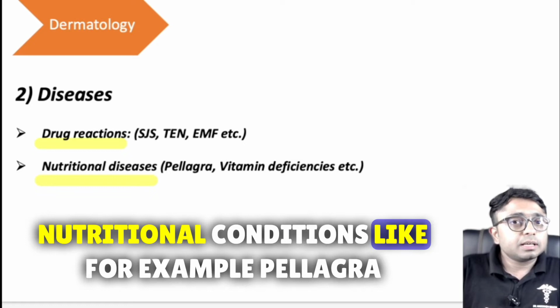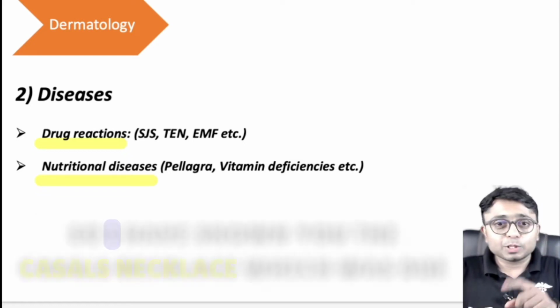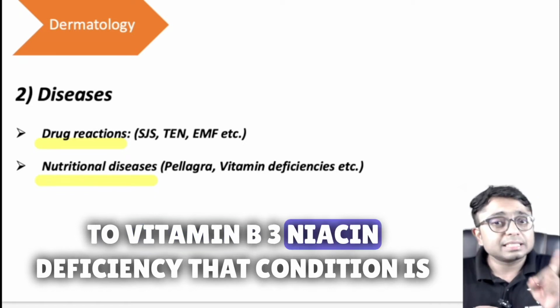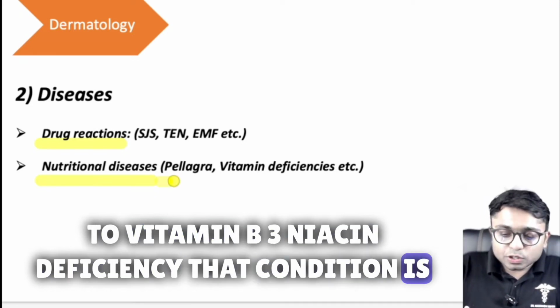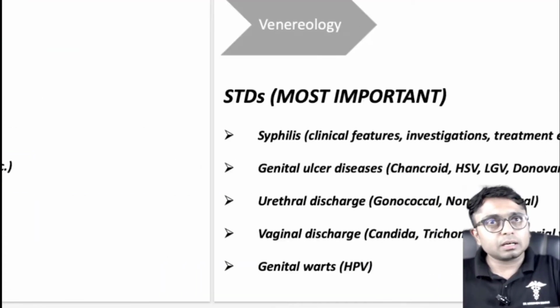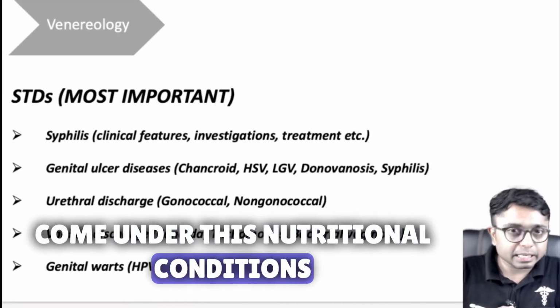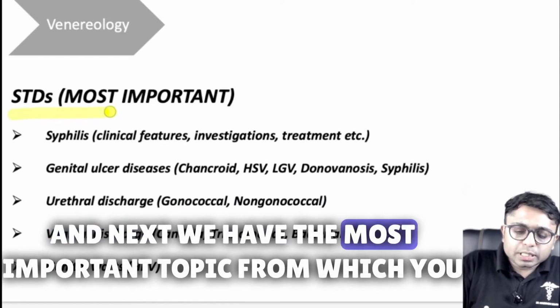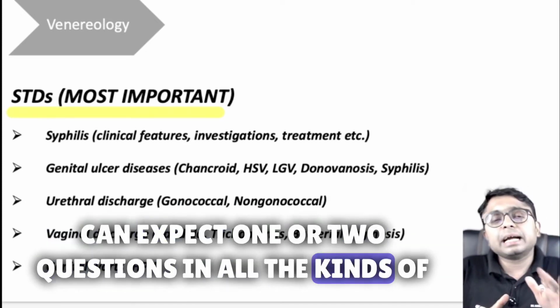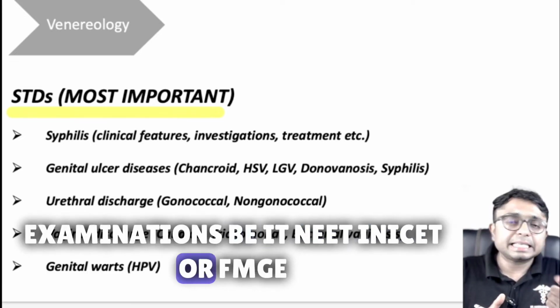Nutritional conditions like for example pellagra. So I have shown you the Casal's necklace, which was due to vitamin B3 niacin deficiency. The condition is called pellagra, and various other vitamin deficiencies also come under this nutritional disease. And next, we have the most important topic from which you can expect one or two questions in all kinds of examinations, be it NEET, INICET, or FMGE.